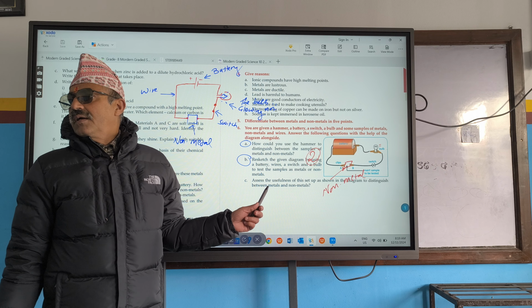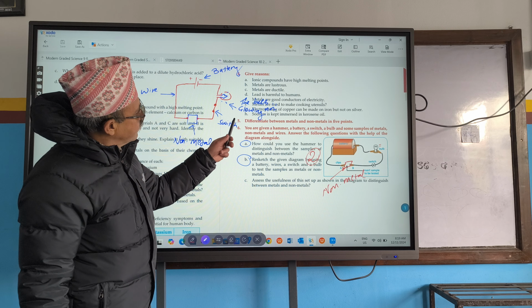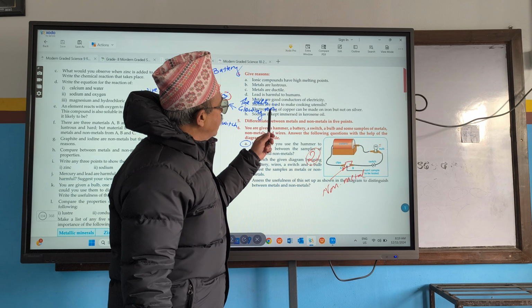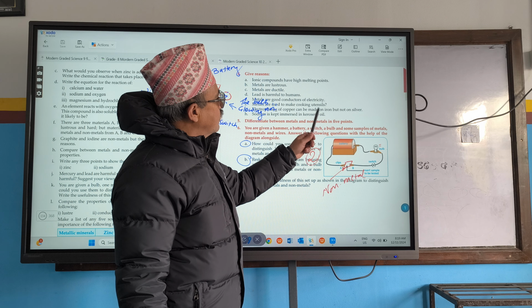Which number? 4G, give reasons. Electroplating of copper can be made on iron but not on silver. Okay. Electroplating, first of all we have to know what electroplating is. Do you know? No, sir.